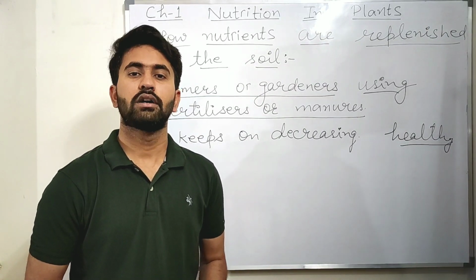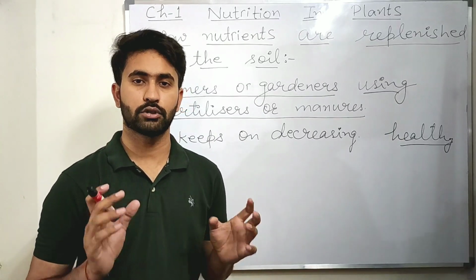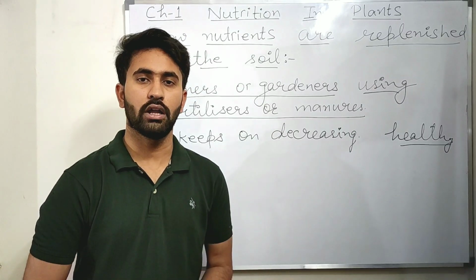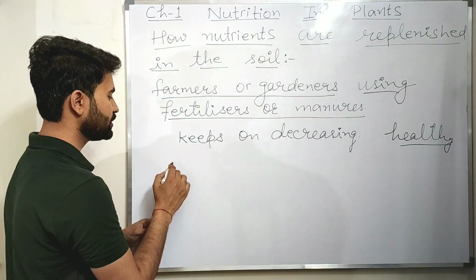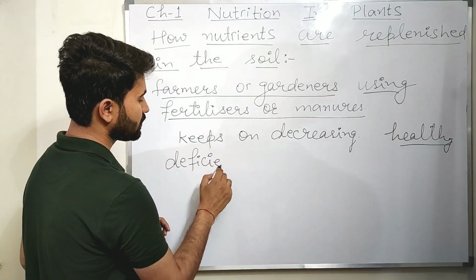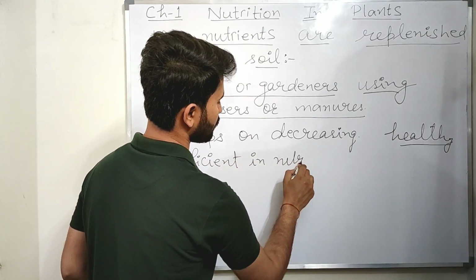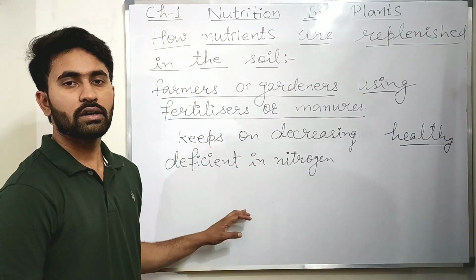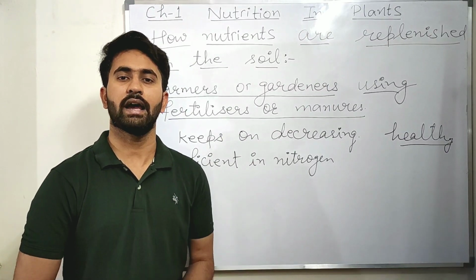Crop plants require a large amount of nitrogen. They absorb a large amount of nitrogen from the soil, due to which the soil becomes deficient in nitrogen. So, for increasing the amount of nitrogen, fertilizers are added.